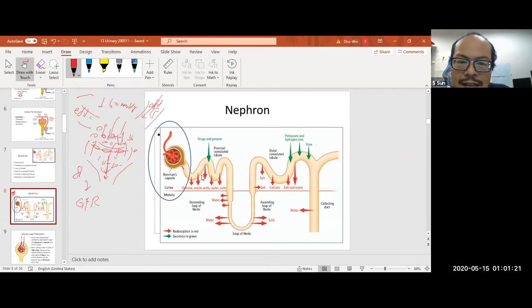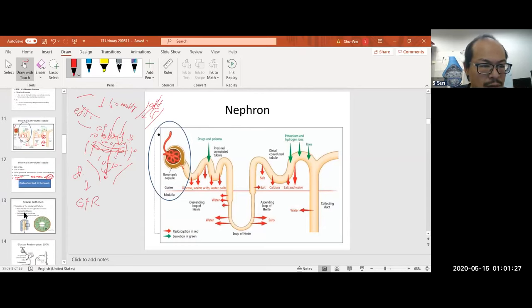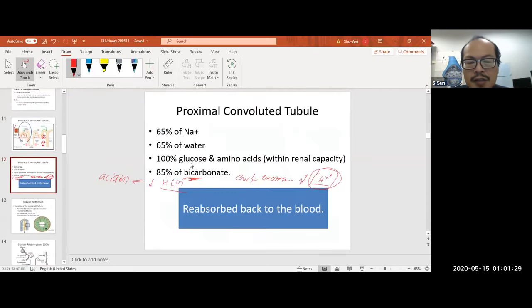Following that is the proximal convoluted tubule, and its functions are summarized here. It reabsorbs 100% of glucose and amino acids. It also reabsorbs 85% of bicarbonate. Bicarbonate is important as a buffer system. When we reabsorb one bicarbonate, we secrete one hydrogen.